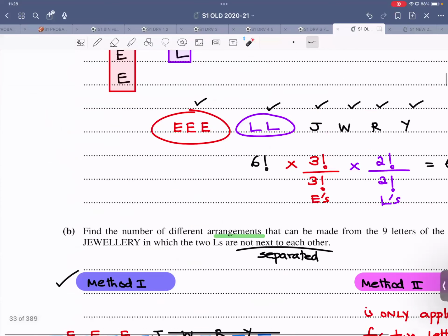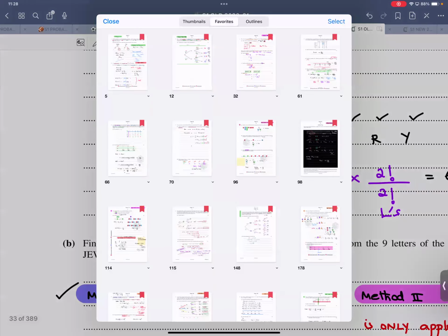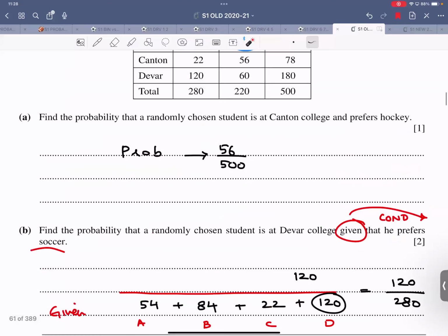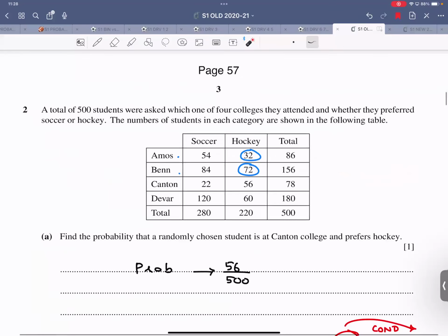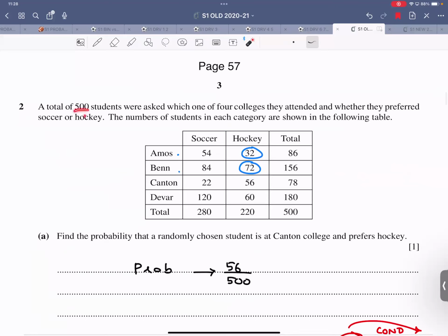Okay, this is a permutation question which we did before. Okay, a question related to a table like this. It says a total of 500 students were asked which one of the 4 colleges they attended and whether they preferred soccer or hockey. The number of students in each category are as shown in the following table.